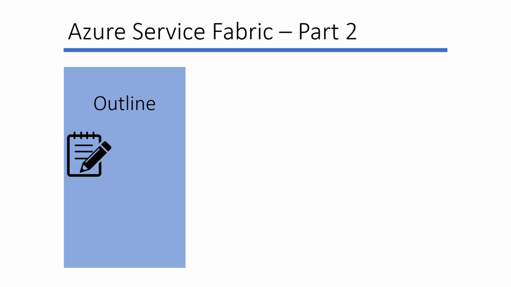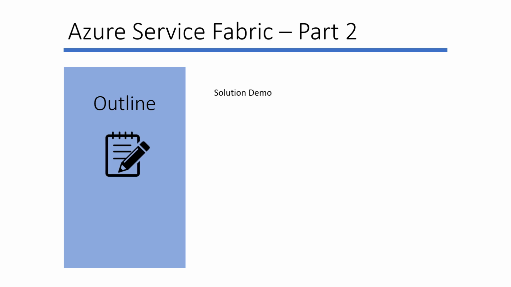Let's take a look at the outline really quick. First, I will explain and demonstrate the working application. Then we will look at the architecture and the different Service Fabric components. After that, I will demonstrate step by step how this application was developed. And finally, we will do a quick recap. So let's get started.